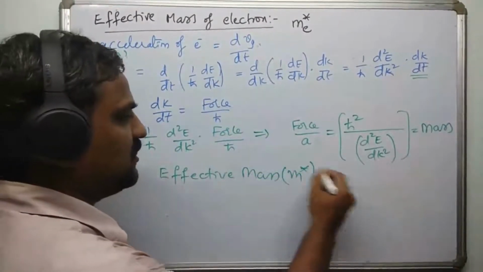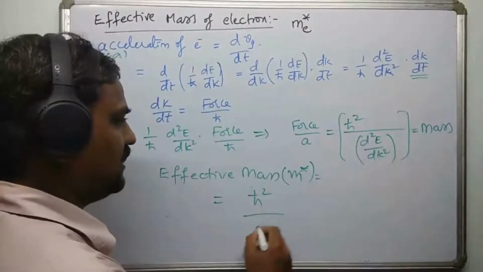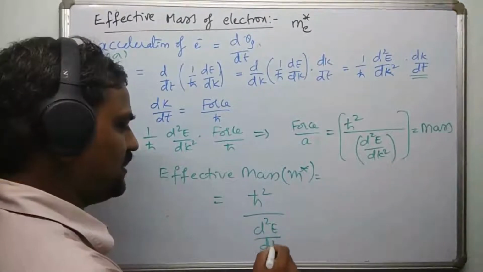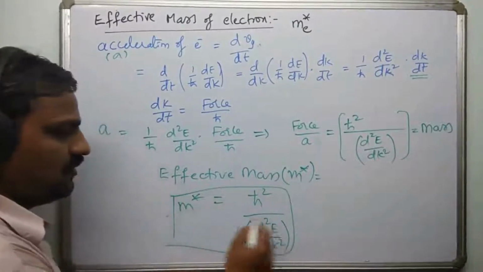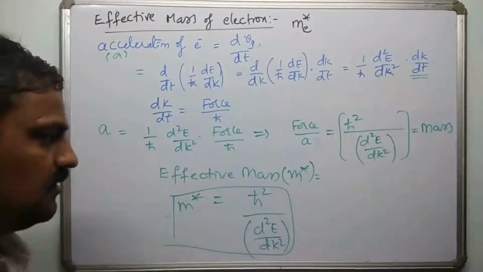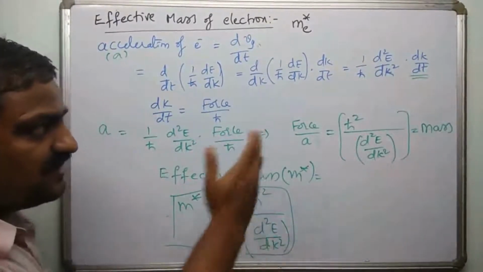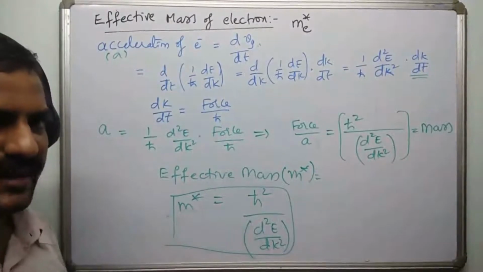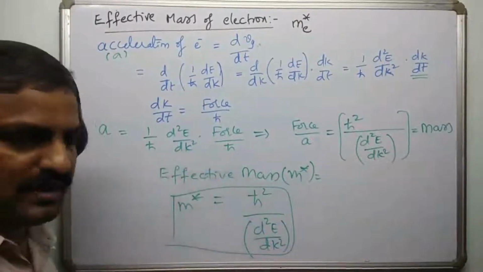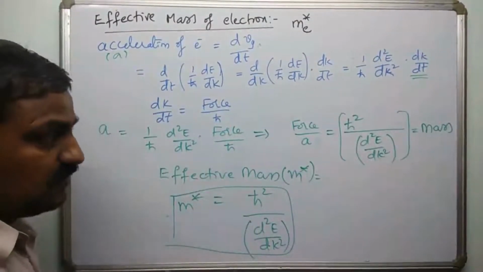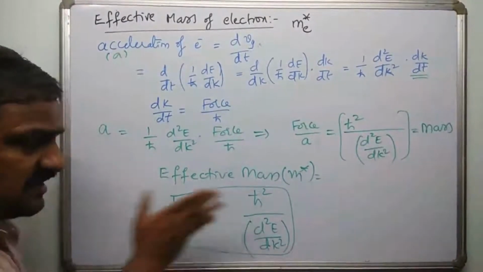So m star is going to be force by acceleration, which is nothing but this term, which is equivalent to h cross square divided by d square E over dk square. So why we did all this is, I want to know the effect of the E versus K relationship on the mass of the electron. That's why I'm writing it like this, because if I plot this E versus K graph, that is going to predict some great results, right? So only for that reason the effective mass is derived, and physically it has no meaning. It's just a mathematical quantity, but once you plot the graphs, you can understand the concept of hole, etc., right? So this is regarding the effective mass of electron.